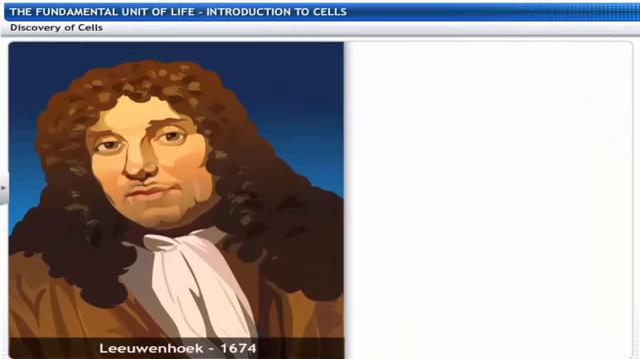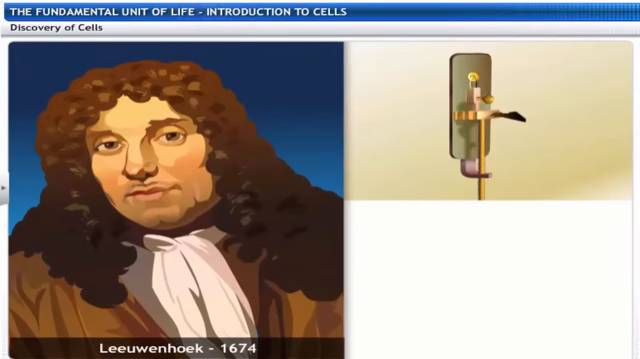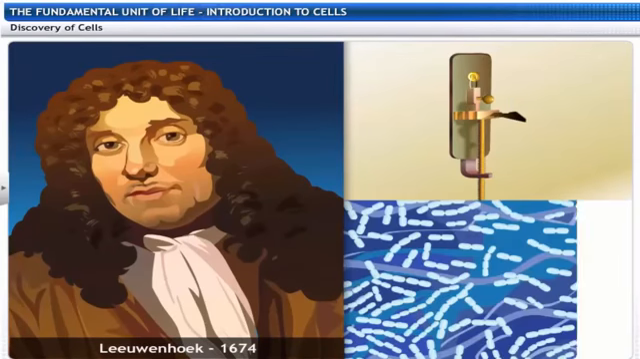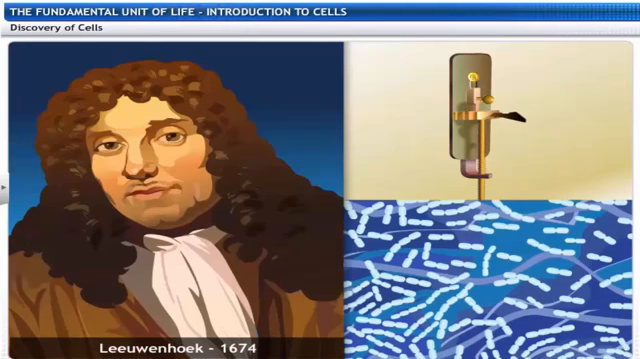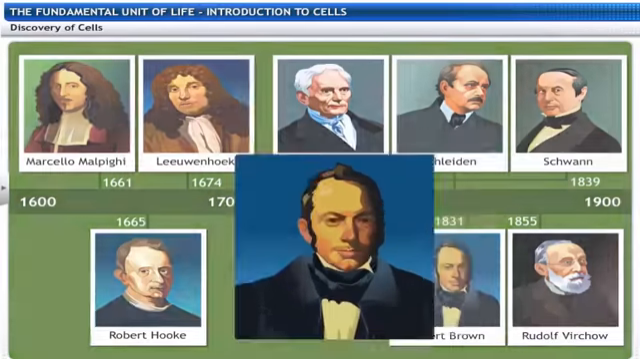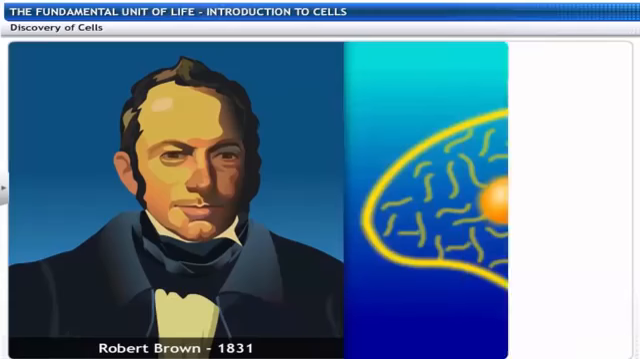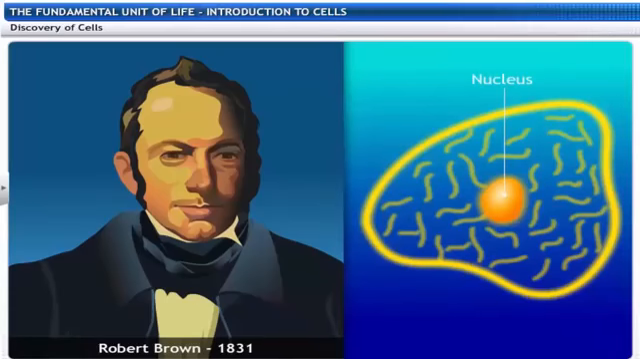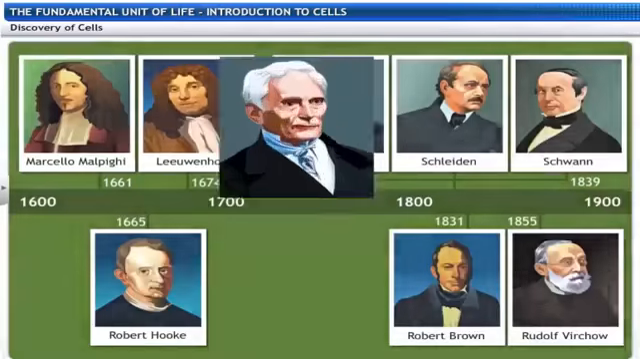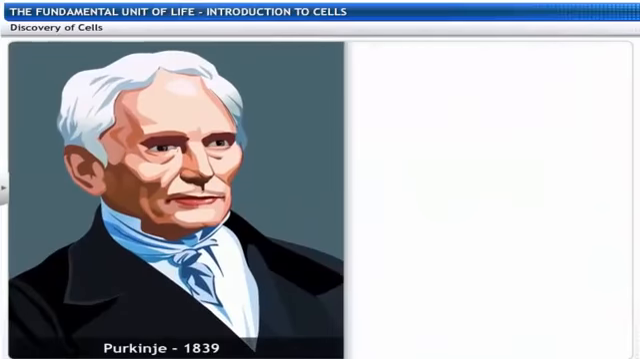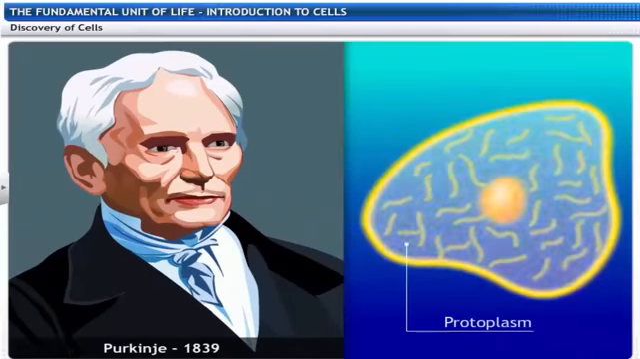Leeuwenhoek, in 1674, with the improved microscope, discovered free-living cells in pond water for the first time. Robert Brown, in 1831, discovered the nucleus in the cell. Purkinje, in 1839, coined the term protoplasm for the fluid substance of the cell.